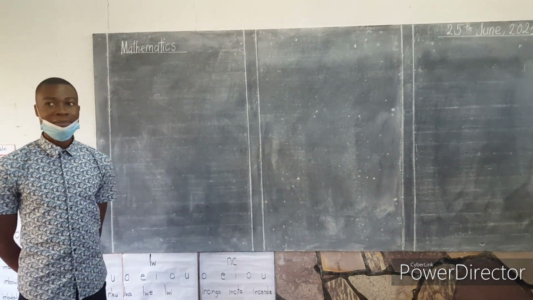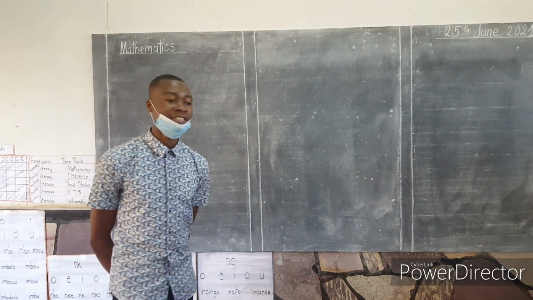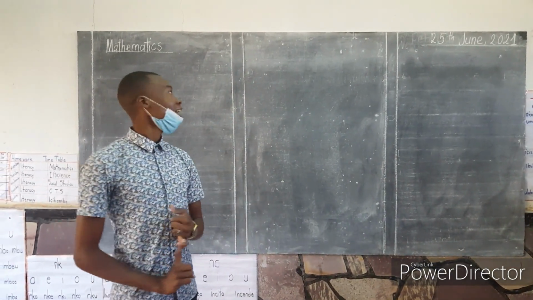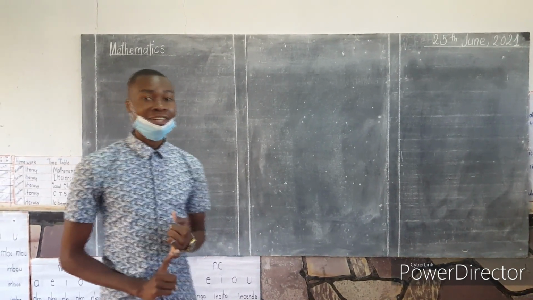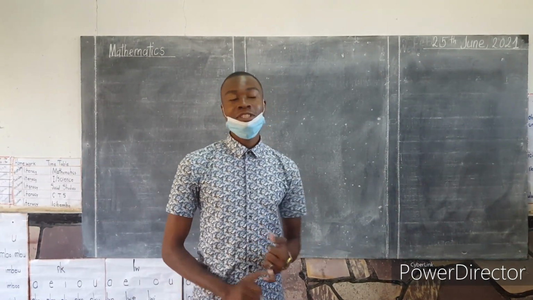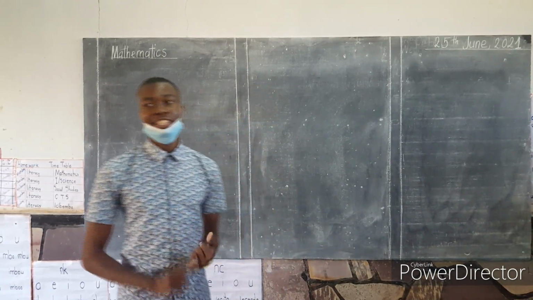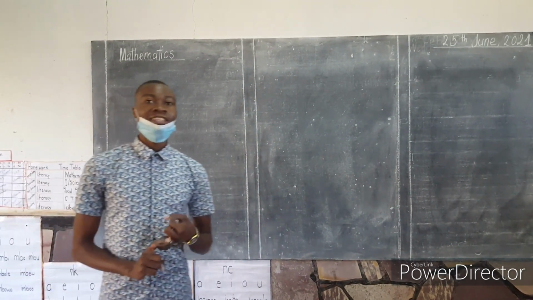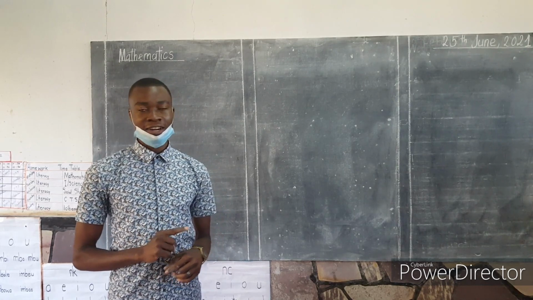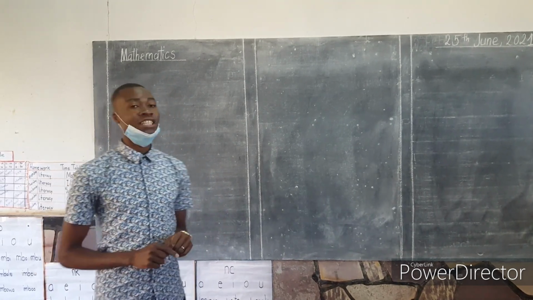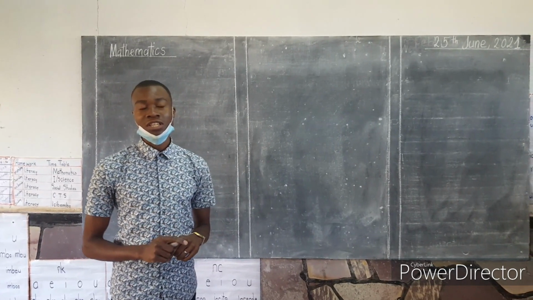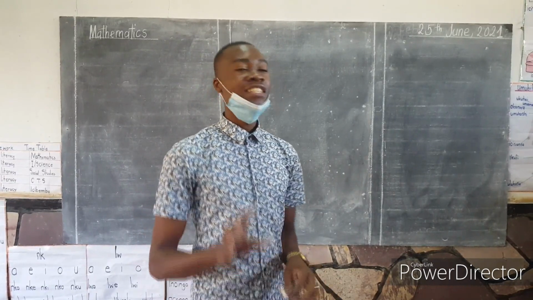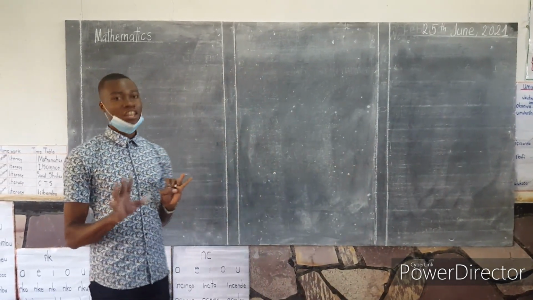And if you can remember very well, last time in mathematics, we were looking at time, of which we discussed that there are 24 hours in a day. So 24 hours make a day. Then we said there are 60 minutes in an hour, meaning 60 minutes make an hour. Then we also looked at how many days make a week, and we discussed that there are 7 days in a week, meaning 7 days make a week.